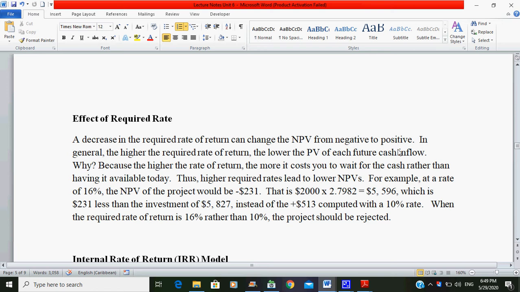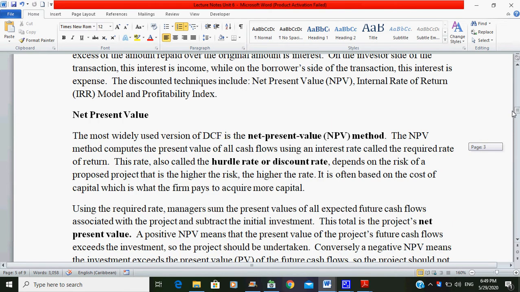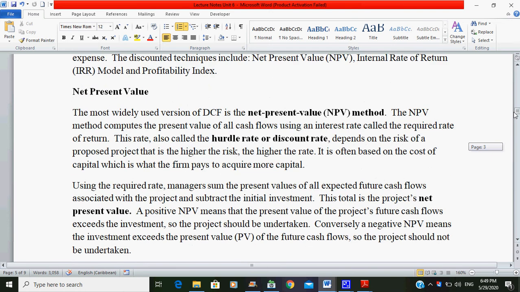Of each future cash inflow, right? Go again. In general, the higher the rate of return, the lower the present value of each future cash flow. Remember, the required rate of return is the percentage that you are normally given, otherwise called a hurdle rate or the what? Discount rate, right? And it is often based on the what? Cost of capital, which is what the firm pays to acquire more capital. So the term cost of capital is the firm pays to what? Acquire more capital.